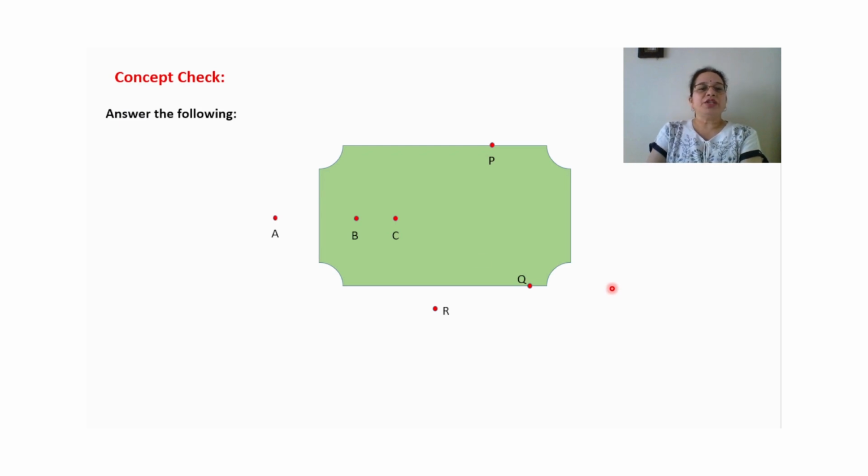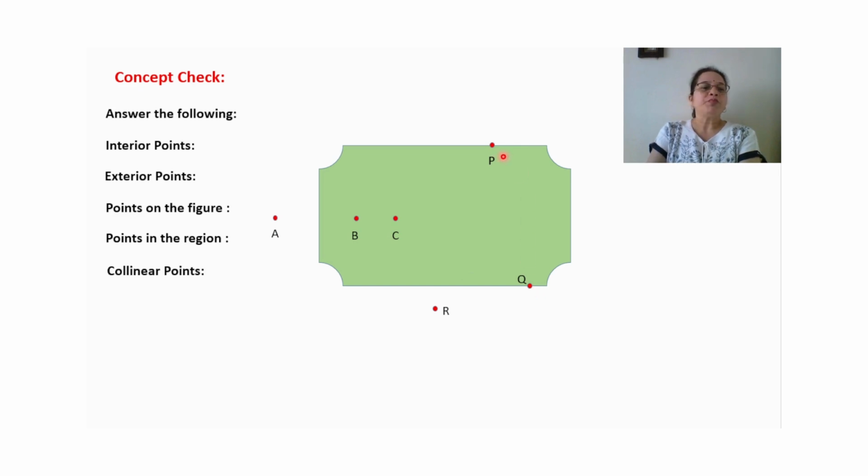Now a concept check. Here one figure is given. What are the interior points? Point B and point C are the interior points. Exterior points: point A and point R are the exterior points. Points on the figure: point P and point Q are on the figure, and points in the region: point B, point C, point Q and point P are points in the region.